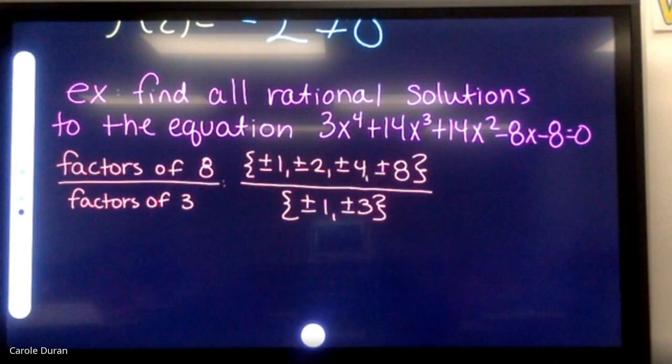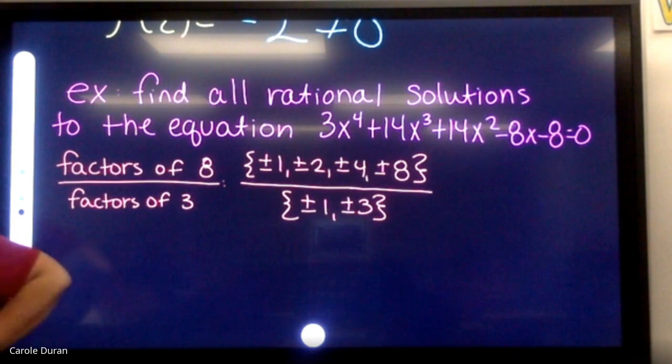Will we ever have to find the factors of negative 3? No, because I always include the positive and the negative versions, so the sign in front does not matter.